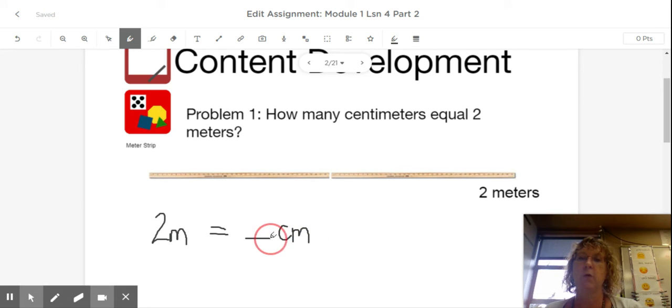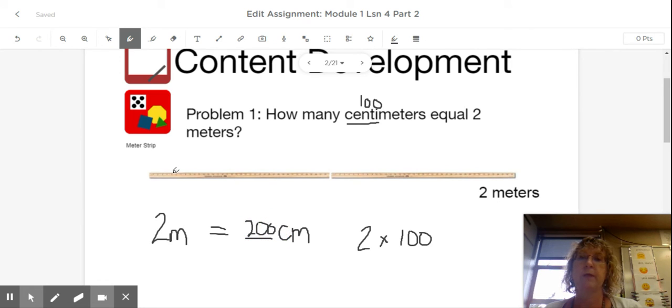So we are going from a horse, which is big, to fly, which is smaller, right? And centi means 100, remember? So if we're going to go from horse to fly, we're going to multiply. We're going to multiply by 100. So we say 2 times 100 equals 200 centimeters. Yep.